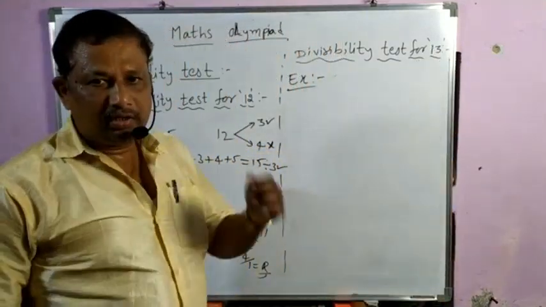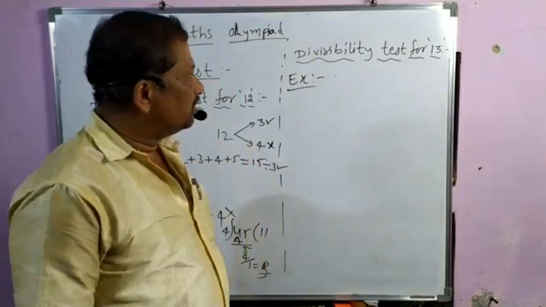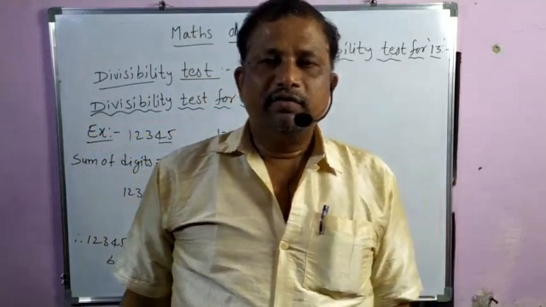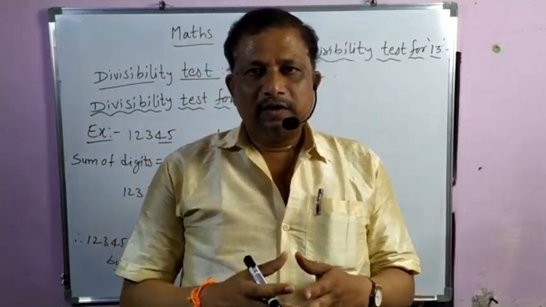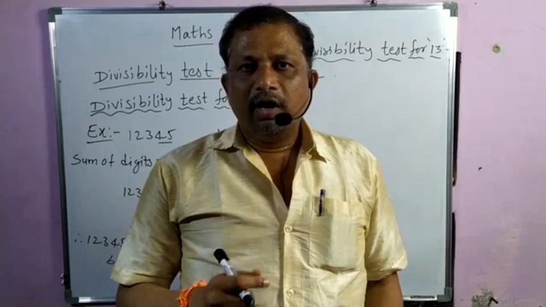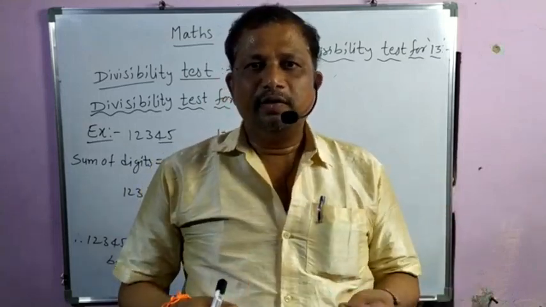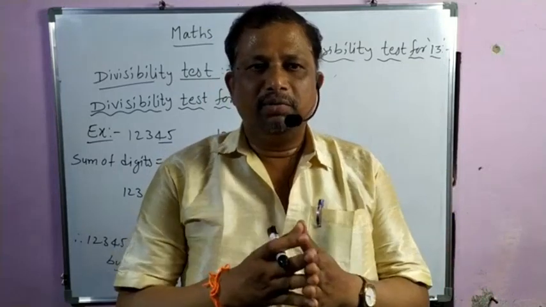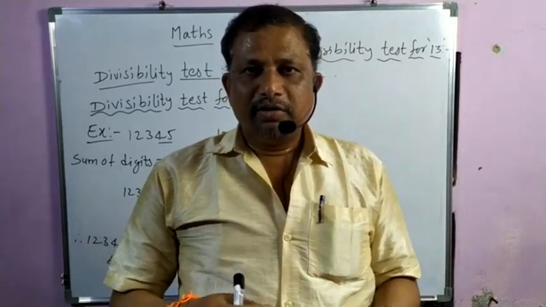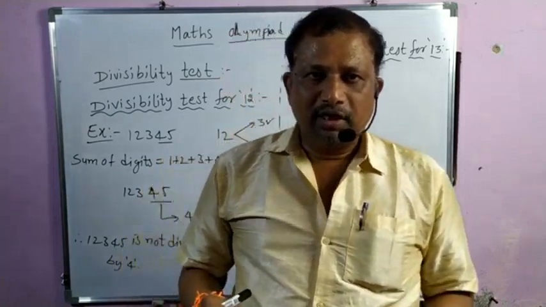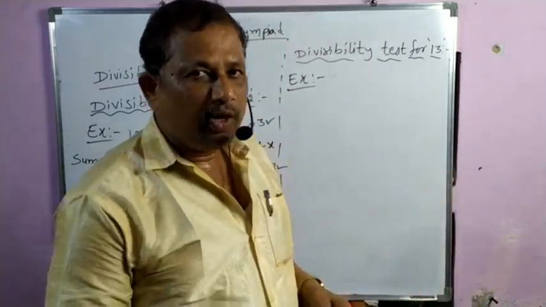Next, divisibility test for 13. What is the divisibility test for 13? The rule: the last digit of the given number is multiplied by 4 and added to the remaining number. This process is continued until you get a small number that can easily be checked for divisibility by 13. If that small number is divisible by 13, the given number is also divisible by 13. Let us see by taking one example.